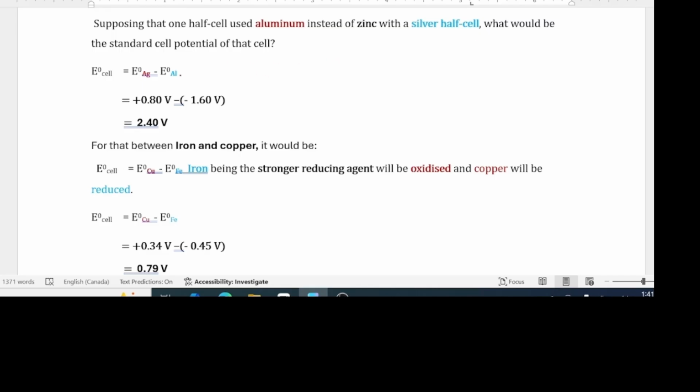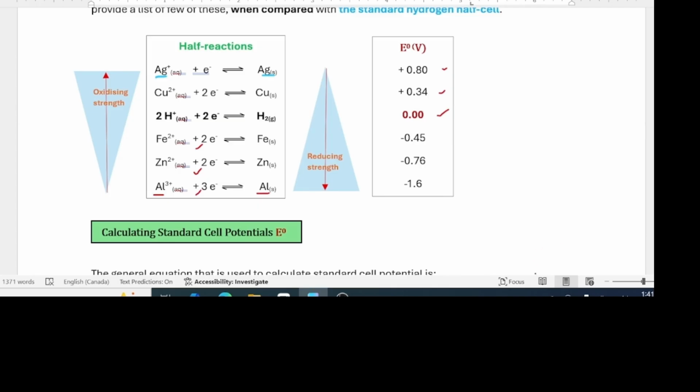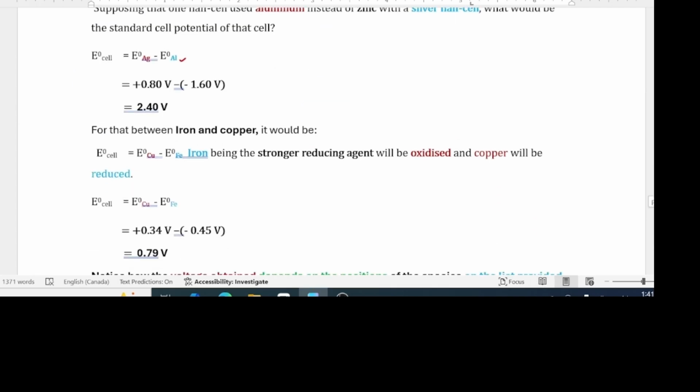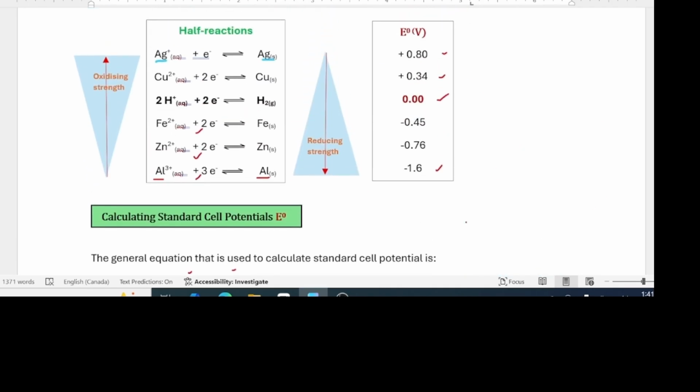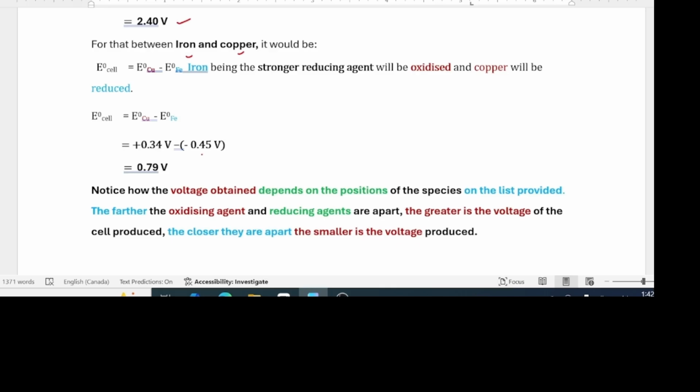Now, instead of zinc, we're using aluminum. If we go back to the table and see the reduction potential for aluminum, we can see that it is negative 1.6. So the new standard cell potential will be equal to 2.4 volts. What would it be for iron and copper? Iron is here, negative, and that is it for copper. And this is what it turns out to be, 0.79 volt.